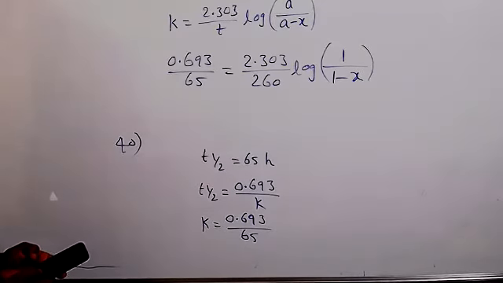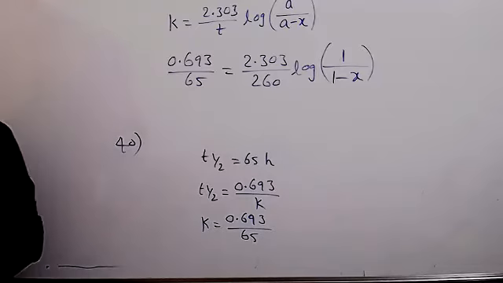0.693 into 260 divided by 65, divided by 2.303. Yeah, it gives 1.203.